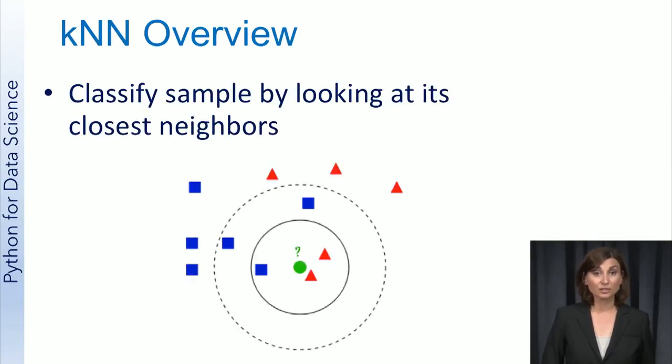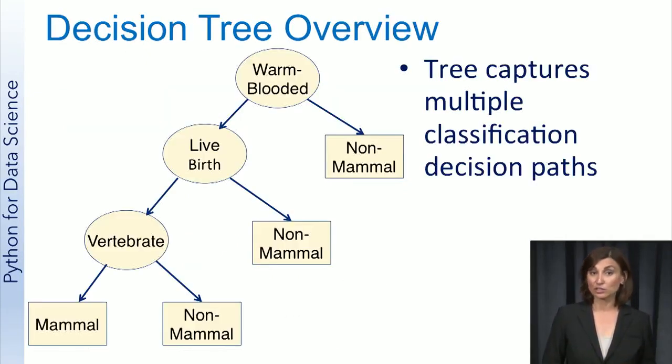KNN stands for K-nearest neighbors. This technique relies on the notion that samples with similar characteristics, that is, samples with similar values for input, likely belong to the same class. So classification of a sample is dependent on the target values of the neighboring points. Another classification technique, which is very popular, is referred to as decision tree. A decision tree is a classification model that uses a tree-like structure to represent multiple decision paths. Traversing each path leads to a different way to classify an input sample.